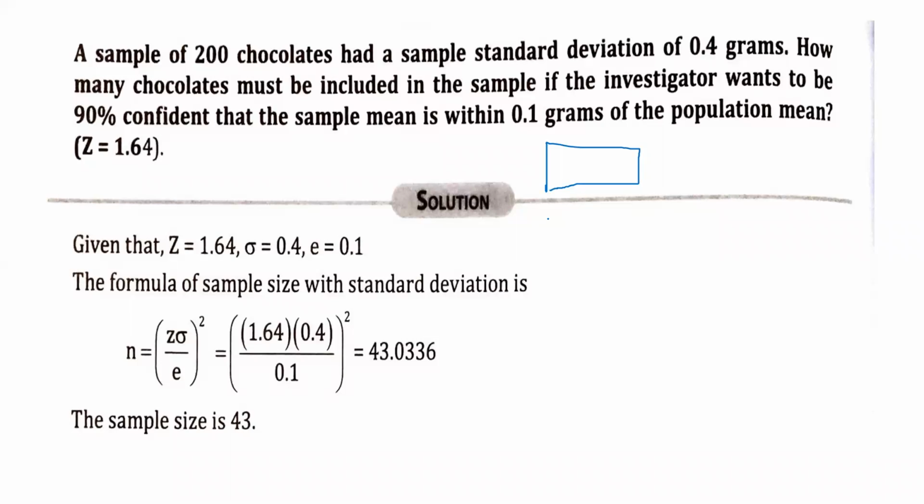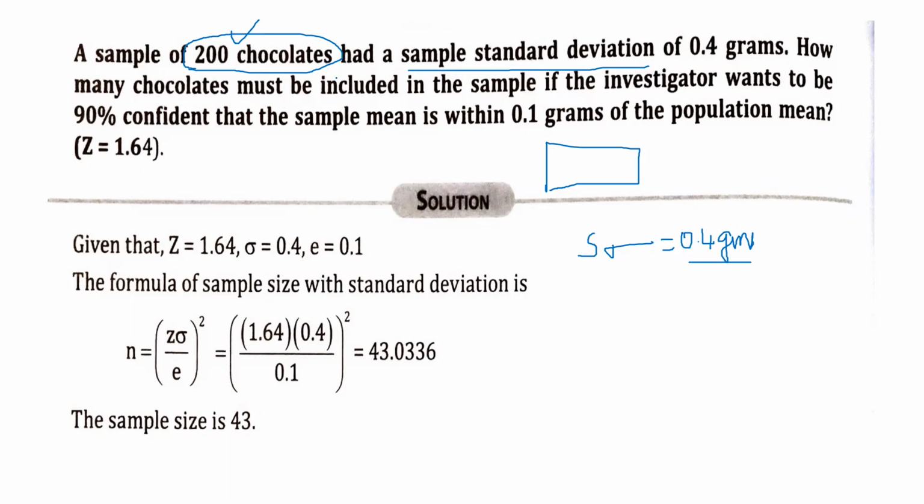Now in this problem, 200 chocolates are the sample. They will be manufacturing some lakhs and crores of chocolates. Out of so many chocolates, 200 chocolates are the sample. And these 200 chocolates have a sample standard deviation of 0.4 grams. Chocolates are usually in grams, they are not in kg. So sample standard deviation is 0.4 grams.